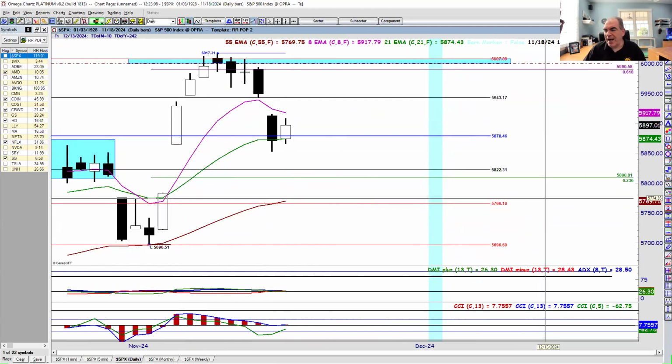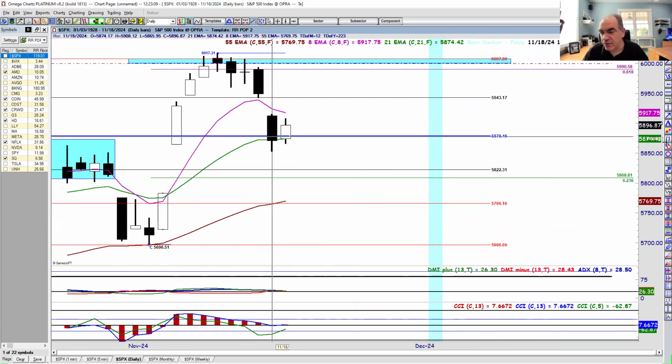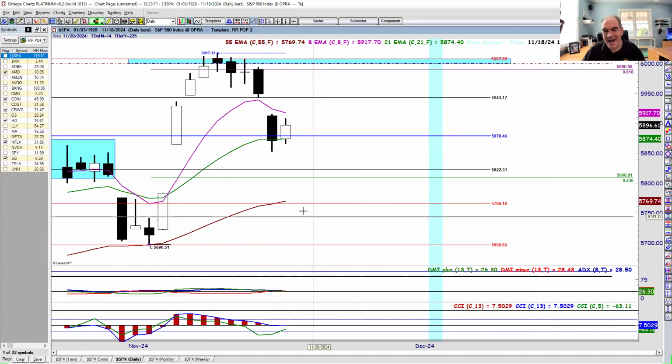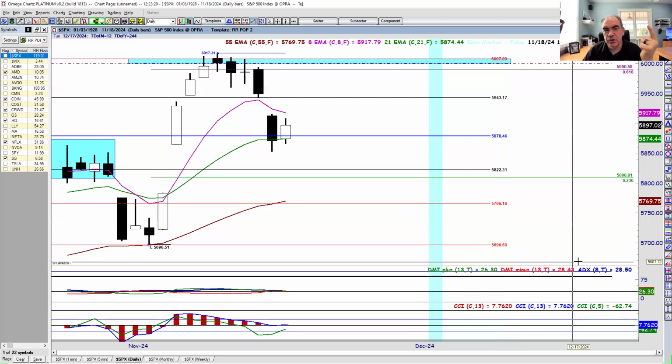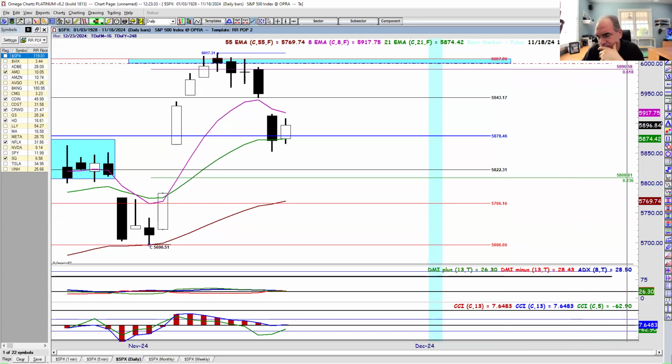Can anybody tell me what bias we're in? If we close in a neutral bias on Friday, what bias are we in right now? Someone tell me what bias. There are 5 biases. There's bullish, bullish neutral, neutral, bearish neutral, and bearish. What's the bias we're in today? And I've taught this here over and over and over again, by the way.